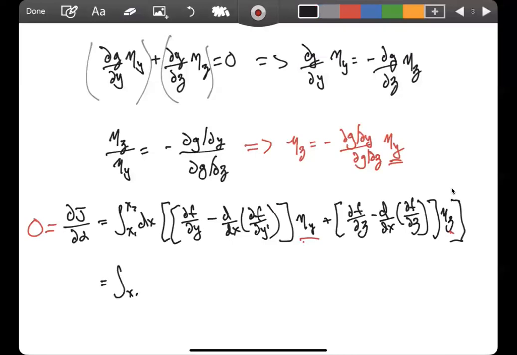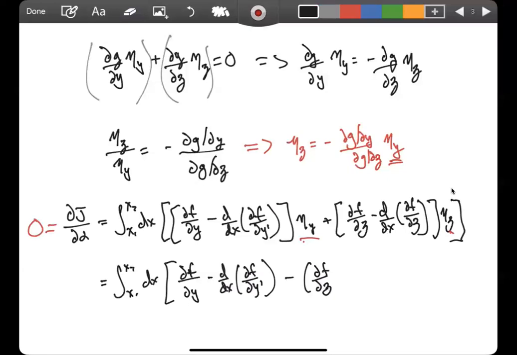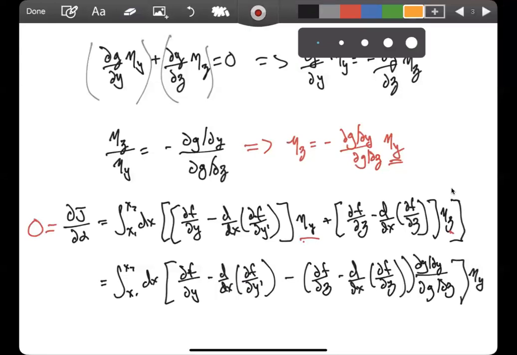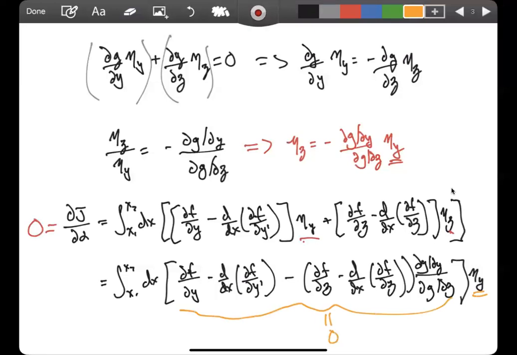So it's going to be the integral from x1 to x2 dx of, I'm going to get the partial of f with respect to y minus the full derivative d dx of the partial of f with respect to y prime. I'm going to pull out the eta, and then I'm going to get a minus the partial of f with respect to z, minus d dx of the partial of f with respect to z prime. Then that whole thing is multiplied by the partial of g with respect to y divided by the partial of g with respect to z, all times eta y. Now, since eta y here must be an arbitrary function, the entire integrand must be equal to 0.